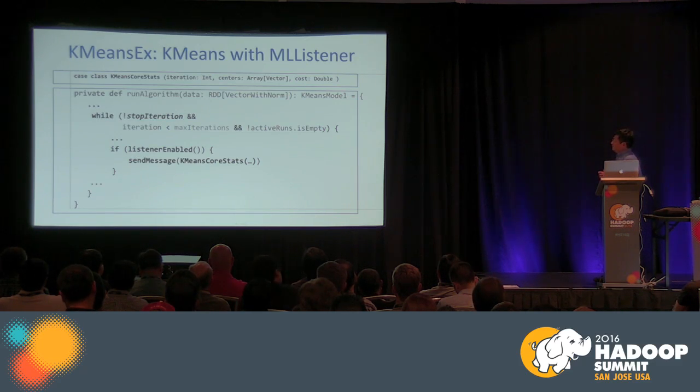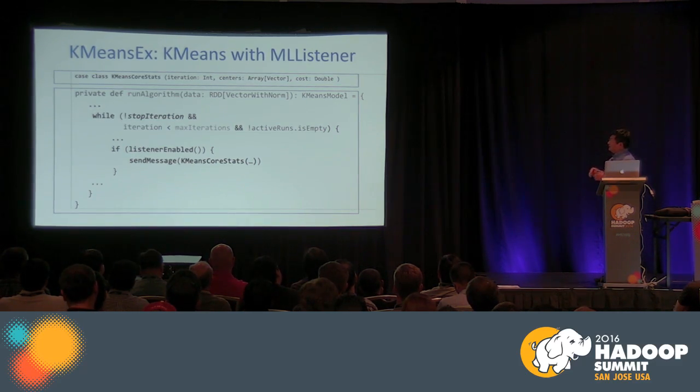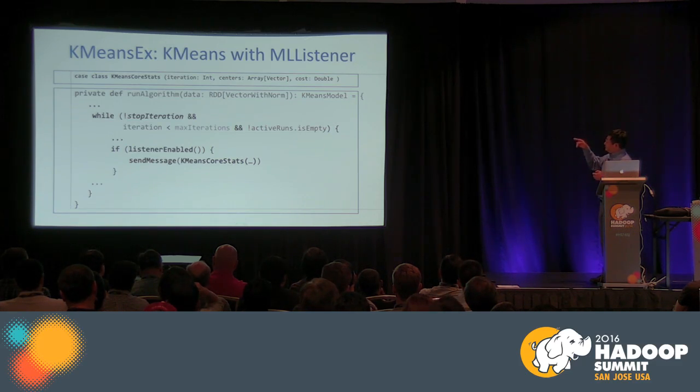In this case, we're adding one flag: if you give me a flag saying stop iterations, it stops; otherwise, you continue running. That allows me to control when to stop the loop. The other part is if the listener is enabled, just call sendMessage, and sendMessage is inherited directly from the machine learning listener support interface.